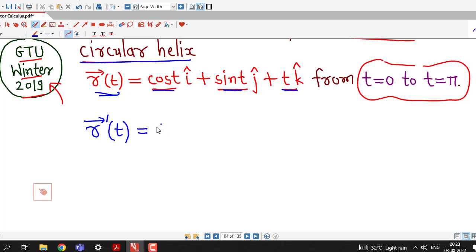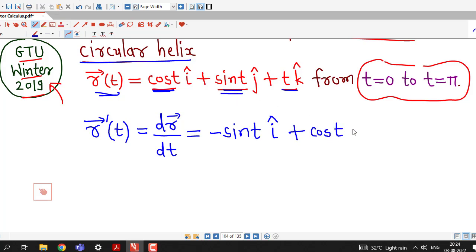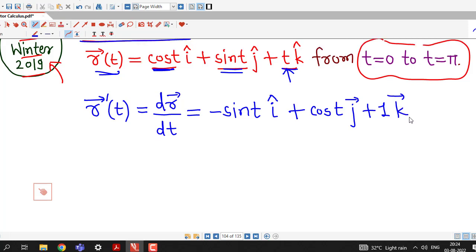As I discussed, first I differentiate this r bar with respect to t, that is dr bar by dt. So I have to differentiate each component with respect to t. First I take the derivative of cos t with respect to t, which is minus sin t into i, plus the derivative of sin t, which is cos t into j, plus the derivative of t with respect to t, which is 1. So this is our r bar dash t or dr bar by dt.